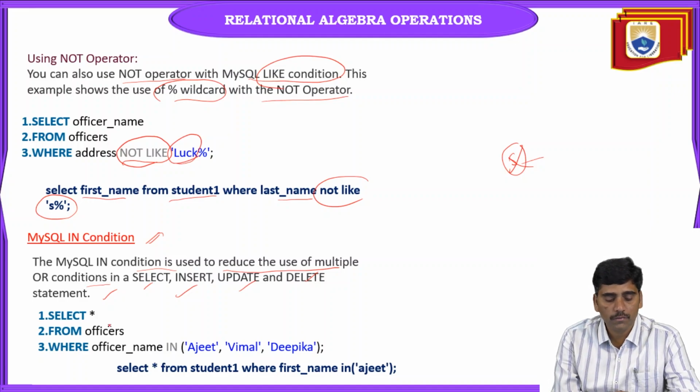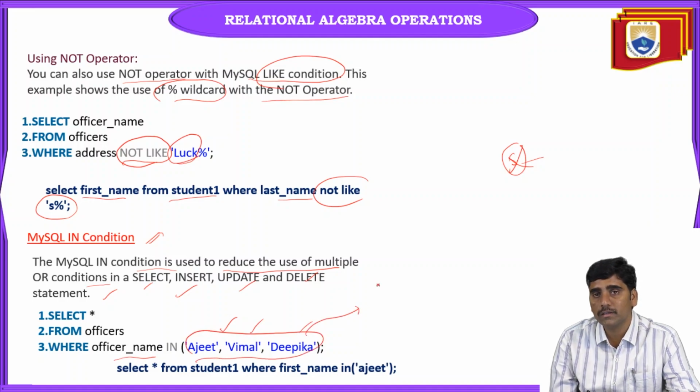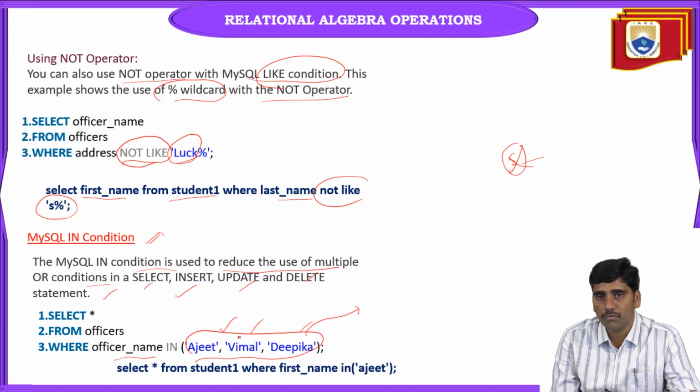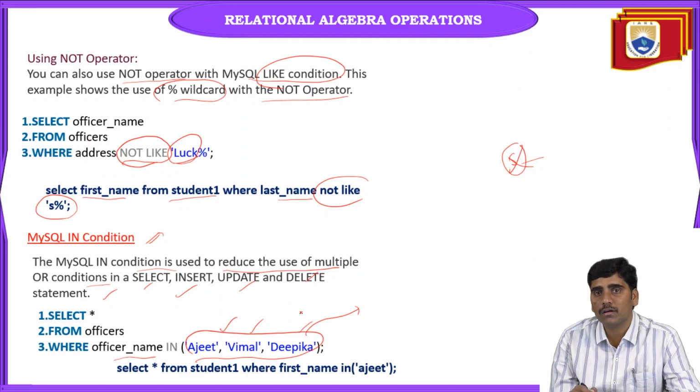So here: select star from officers where officer name in Ajit, Vimal, Deepika. These values are already in the table. If these values are in the table, then it displays the result. If not, it does not display. So officer name in Ajit, Vimal, Deepika validates whether these employees are in the officers table or not. If they are there, it displays; if not, it does not.